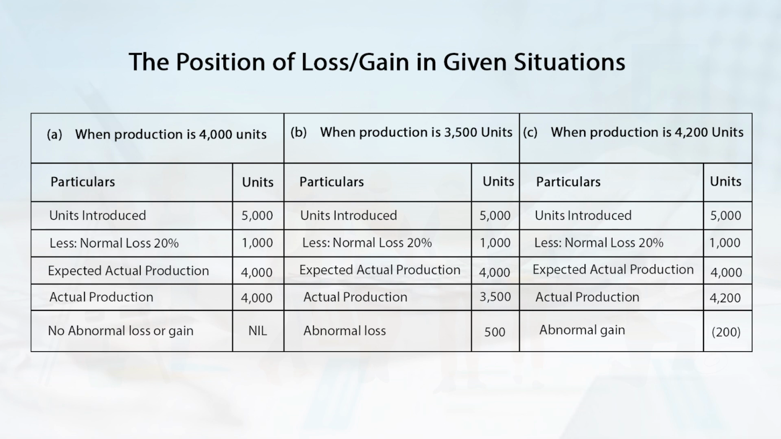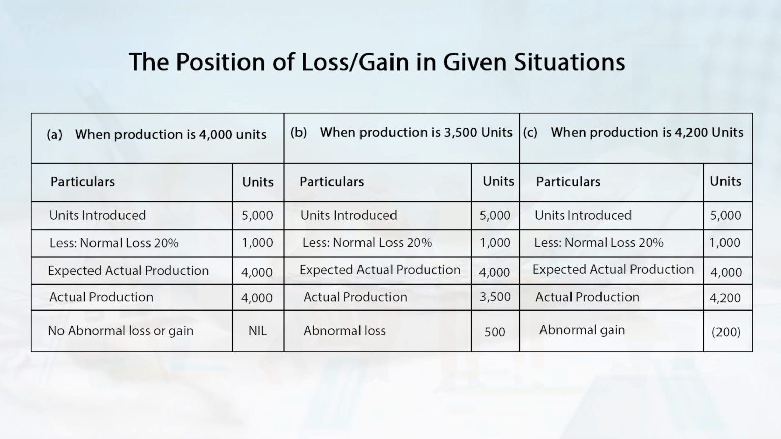In second situation, when the production is 3500 units, units introduced 5000, normal loss 20% that is 1000 units, our expected actual production comes to 4000, but actual production is only 3500 units, giving us abnormal loss of 500 units. And in third case, when production is 4200 units, units introduced 5000 units, normal loss 20% that is 1000, expected actual production 4000, but our actual production is 4200 units, giving us abnormal gain of 200 units.